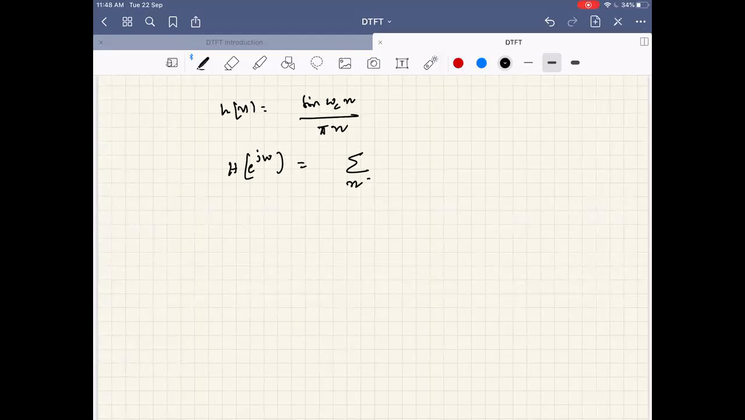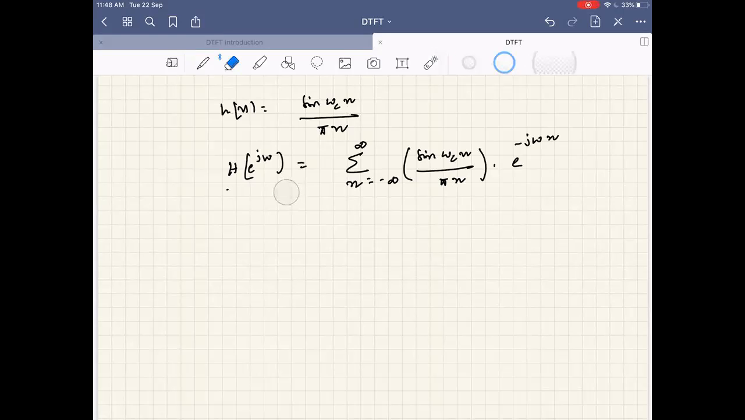Summation over n equal to minus infinity to infinity, sin(omega c n) by pi n, into e power minus j omega n. Okay, we go here, the summation is over n, please note that. See here, how many terms in this sinc function do I need to add to get H of e power j omega? That roughly gives an idea on the convergence.